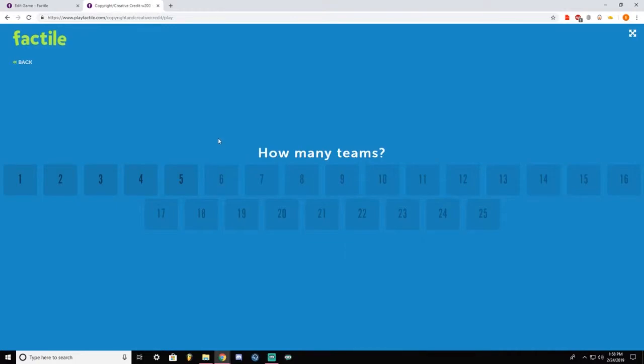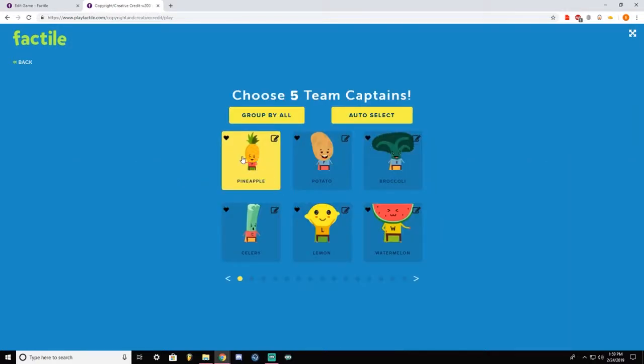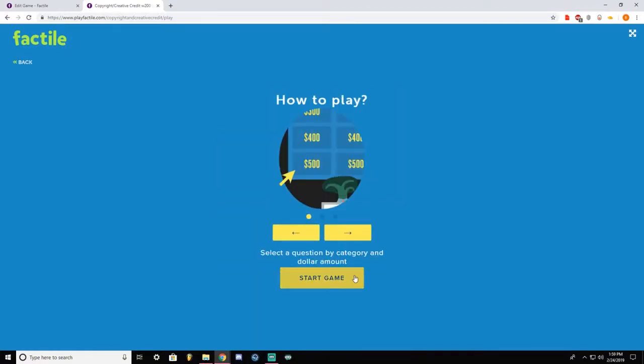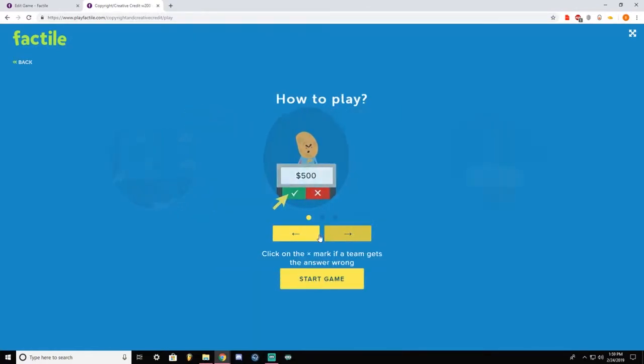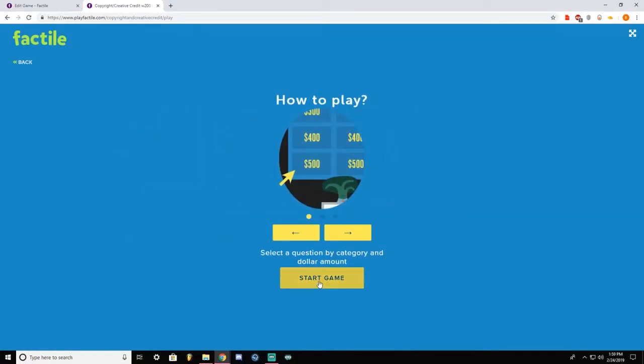Basically how the game is going to be played is in a class. Depending on how many students you have, you can break your students up into groups of 4 or 5, even 3. It really doesn't matter, just depending on how many students are in the class. I'll do 5. And then you pick the teams, whichever ones you want. I'll just pick the first 5. You can do a tutorial on how to play if somebody in the class wants to do that, or the teacher wants to show them that.